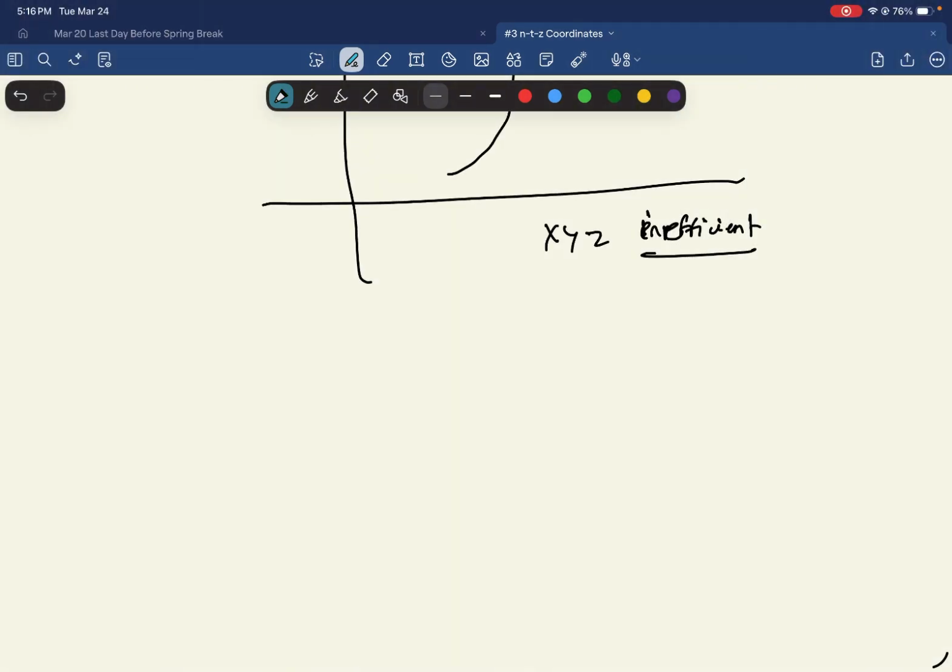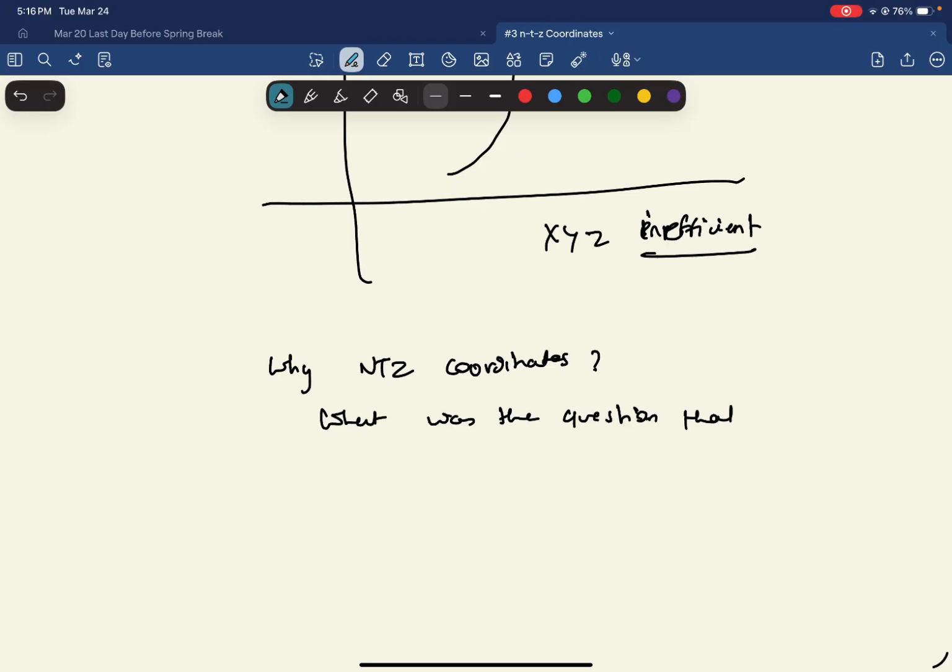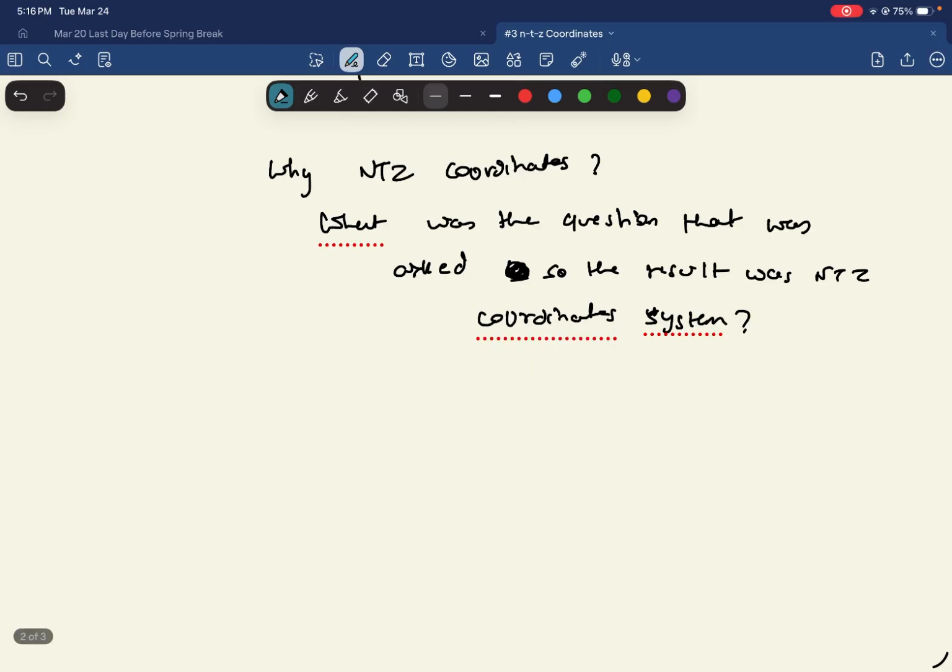So the first question that the system level asks: why NTZ coordinates? What was the question that was asked? The result was the NTZ coordinate system. And the answer is quite simple. When you use the XYZ coordinate system to describe the behavior of a moving particle in a curvilinear path, you have to first do the math.